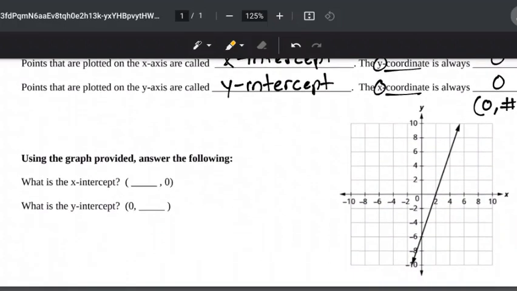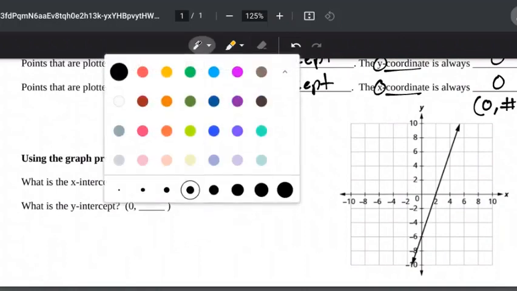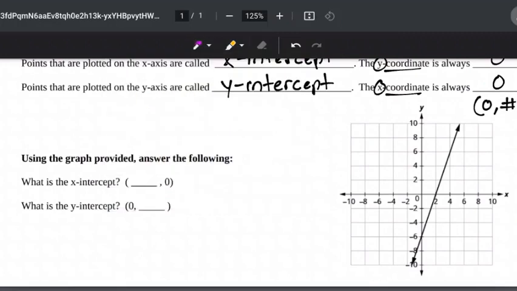Now, to identify an example, using the graph provided, answer the following. What is the x-intercept? So where does our graph cross the x-axis? Where do you go, purple? So that is this point right here. So take a second, try to identify that point, and then once you've identified that point, click play and we'll see if you got it correct.